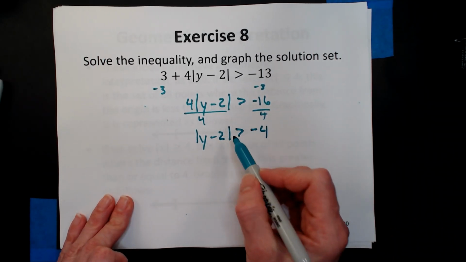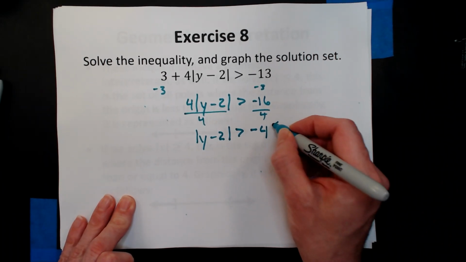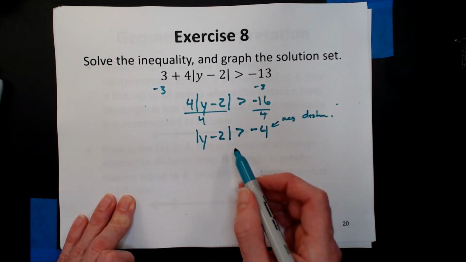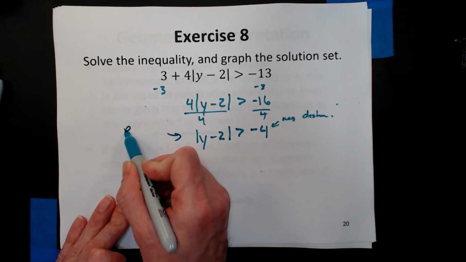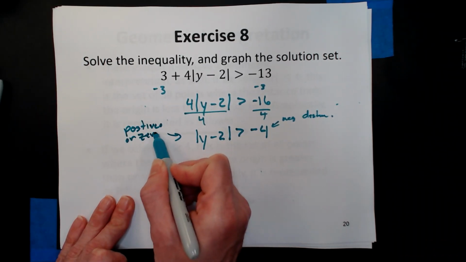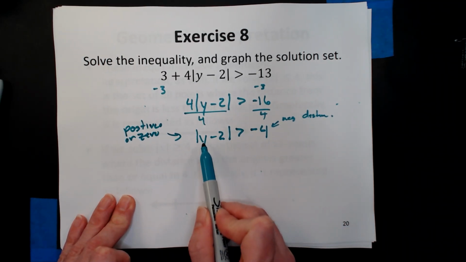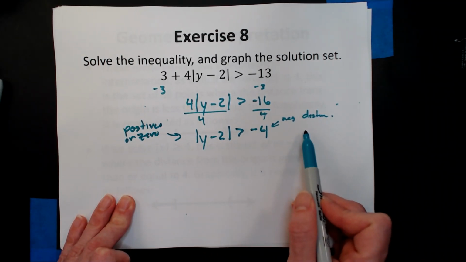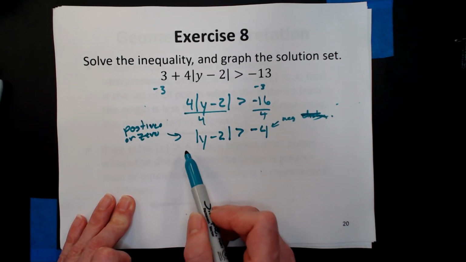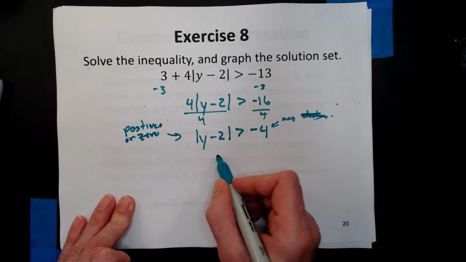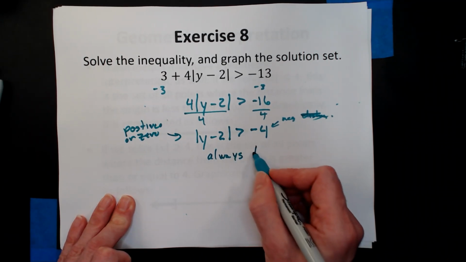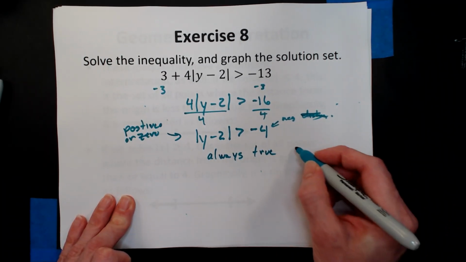Now here's the interesting part. Before, when we said we were less, this is negative distance, right? It doesn't make any sense. But this says right here, this is supposed to be positive or 0. So how often is my positive number greater than my negative number? Well, positive numbers are always greater than negative numbers, so this is always true. And so it's going to be all real numbers.